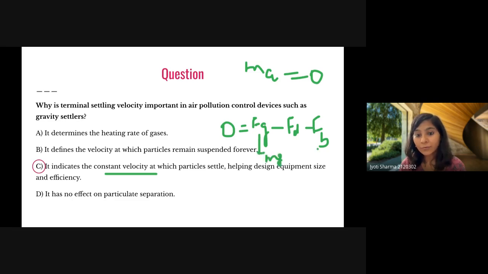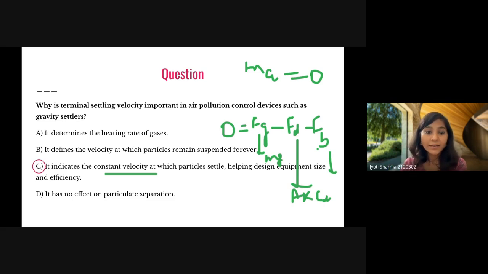Here we know that for the drag force it is A K CD. Then for the drag force we also have some formula. If we put every formula into that equation, then we will have the settling velocity. But this is a constant velocity, and that is how it will help us design for what particular size, what kind of efficiency we may attain. So that is how C is the right answer.